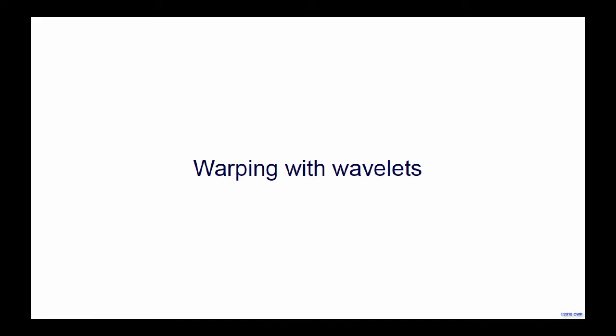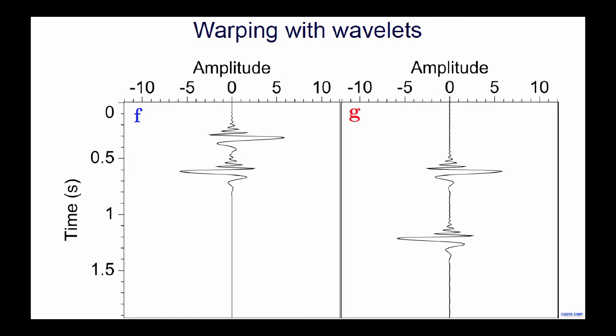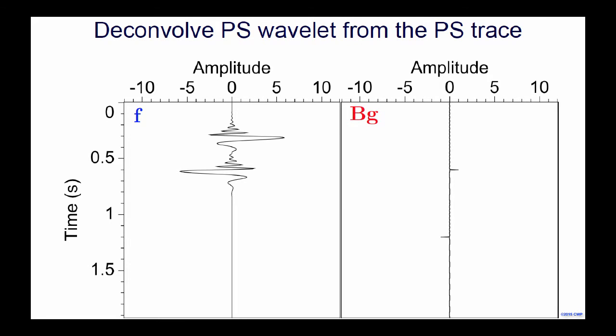To answer this question, let's say we want to squeeze the simple PS trace G to the simple PP trace F. Well, warping with wavelets would require us to convolve the PS trace G with the inverse PS wavelet B, reducing it to a set of impulses. Our next step would be then to squeeze this deconvolved trace to the PP trace F.